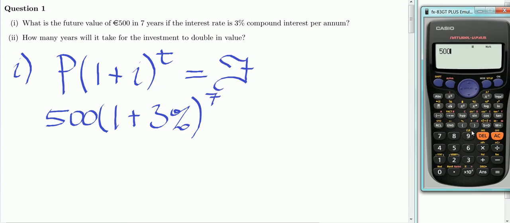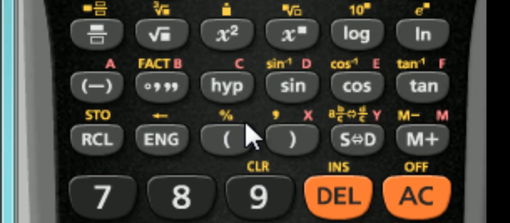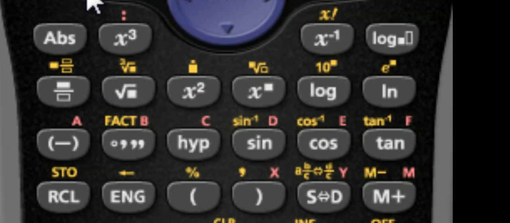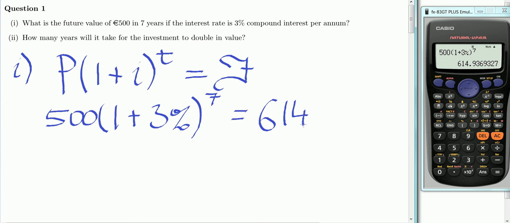So we have 500, (1 plus 3. Now see there, the percentage is written down in yellow. So to activate that yellow part, I need to press the shift button beforehand. So now I have my 3%, close bracket, and put it up to the power of 7. What do I get? 614.936. Now I only want 2 decimal places, so I'm going to bump that 3 up to a 4. So what do I have? 614.94.